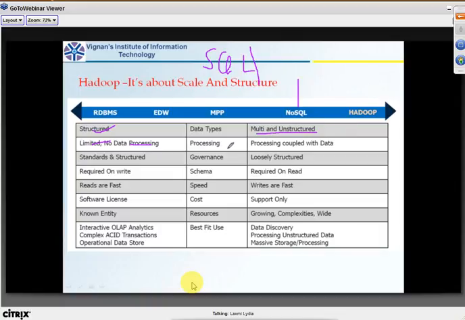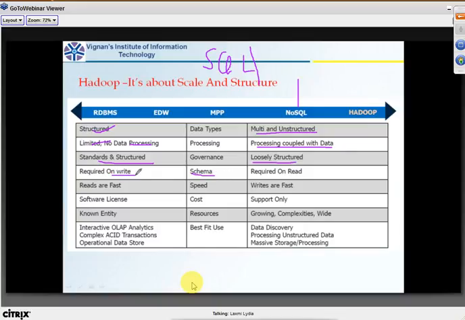Whereas with Hadoop here, its processing is coupled with data. Governance here is standard and structured, because in RDBMS we are going to have structured data, employee number, employee name, something like that. It's structured here. And in Hadoop, governance is loosely structured. Whenever you want, whatever you want, you can add here.